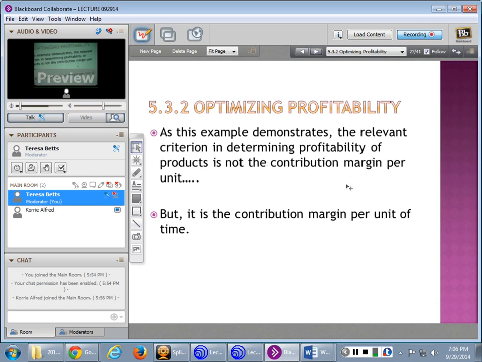So the relevant criterion in determining profitability of products is not the contribution margin per unit, but it is the contribution margin per unit of time, right? We have to think about that as we're determining which one is most profitable.